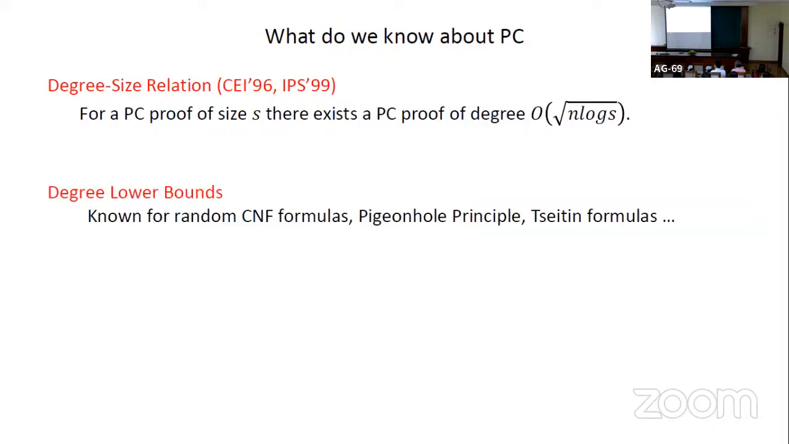And we have degree lower bounds for all kinds of different formulas: random CNF formulas, pigeonhole principles, and many more. Okay.